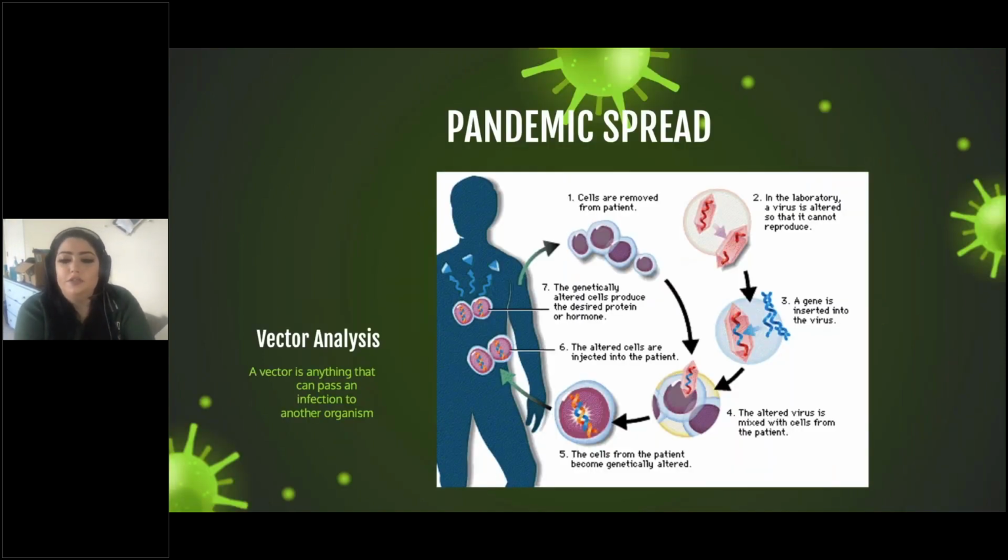So from the life cycle, we can do vector analysis. We do vector analysis with attacks, but did you know we use vectors with viruses as well? In the biological sciences, a vector is anything that can pass an infection to another organism. Here we have a diagram of some of the good ways we use vectors. We remove cells from a patient, then alter a virus so that it cannot reproduce. We insert a gene into the virus, then we grow similar cells that are also genetically altered. The altered cells are injected into the patient and produce the desired protein or hormone. This is used often in oncology treatments and the like.